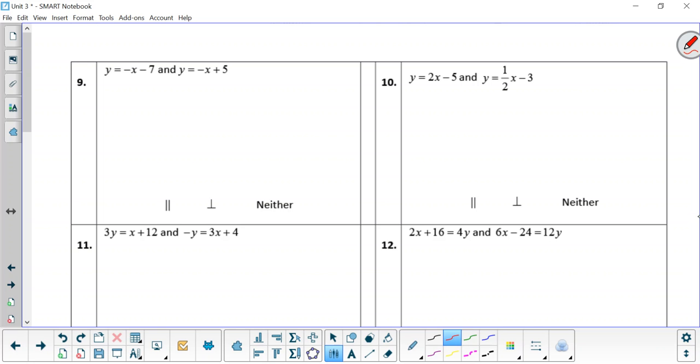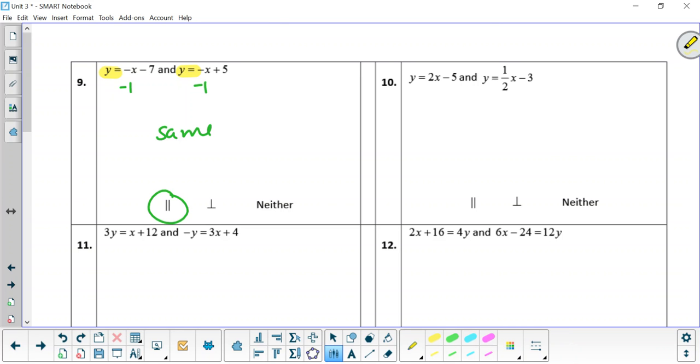So looking at number 9, we have both already in y equals, so we don't have to do anything. Now we just have to look at the numbers in front of x. This one is a -1. This one is a -1. So since they are the same, we're dealing with parallel lines.